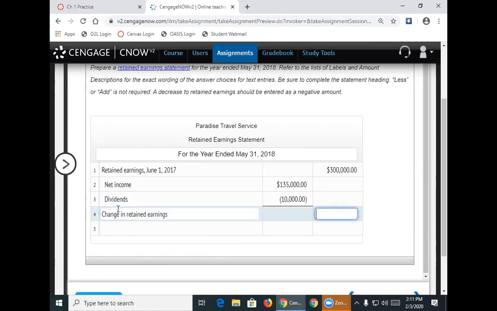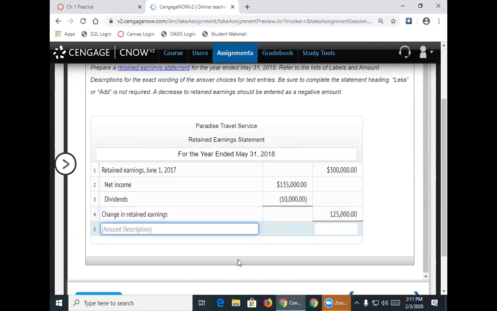So for this year, we had a net income, revenues minus expenses, of 135,000. We subtract out our dividends to get, we're adding in more retained earnings, 125,000. Okay, so that's what that means there. So now we're taking beginning retained earnings plus the change in retained earnings gives us our ending retained earnings.